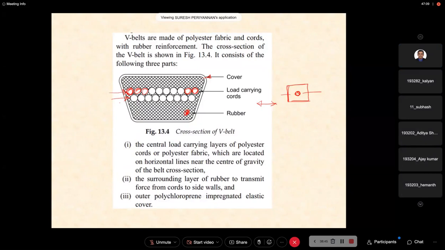Why are we keeping the load carrying cords at the center of gravity of the belt cross section? Any other reason? Please tell me. I'll give you a clue. Now this is the driving pulley. This is the driven pulley.